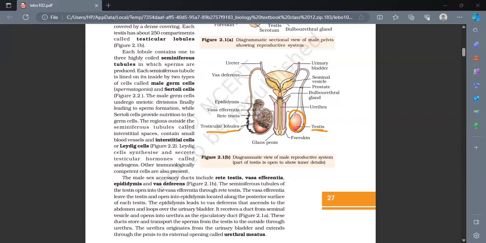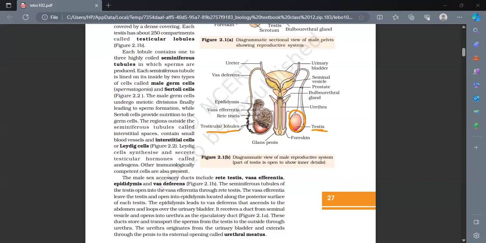So what are we talking about? We are talking about the testes, which have testicular lobules. These are the compartments present inside the testes. Each lobule has 1 to 3 coiled structures inside it, known as the seminiferous tubules. The seminiferous tubule is responsible for the production of germ cells, meaning spermatozoa and spermatogonia.